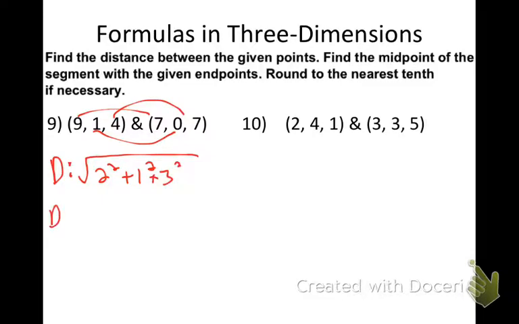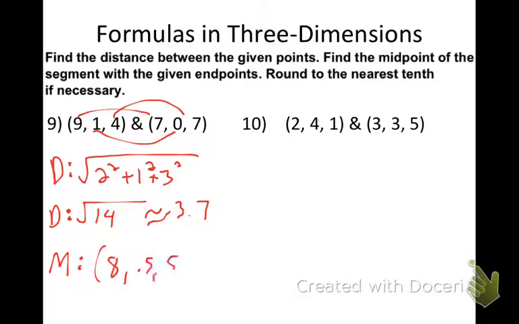When I add them all up, what do I get? Square root of? Square root of 14. Square root of 14 is approximately 3.7. Then I have my midpoint. Midpoint, add them up and divide by 2. Where's my midpoint going to be located at? No, where's the midpoint at? Nice job.